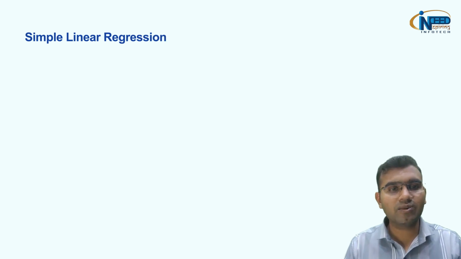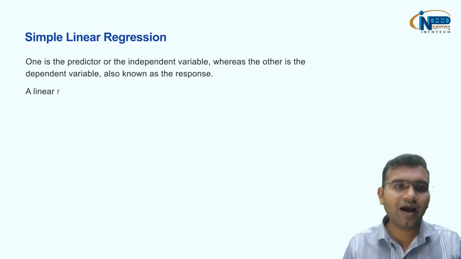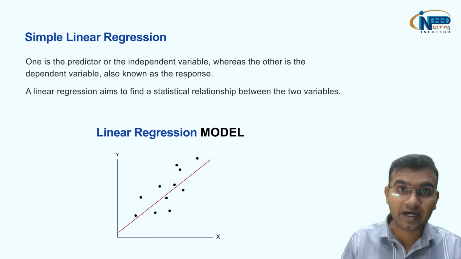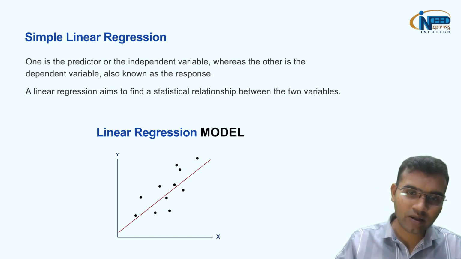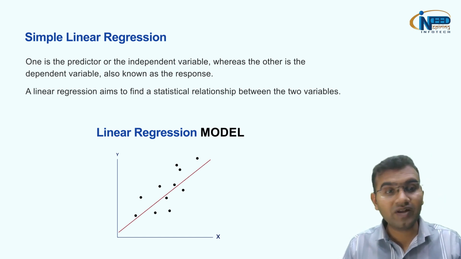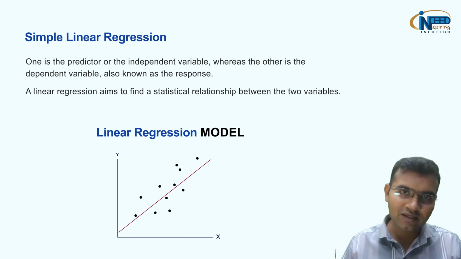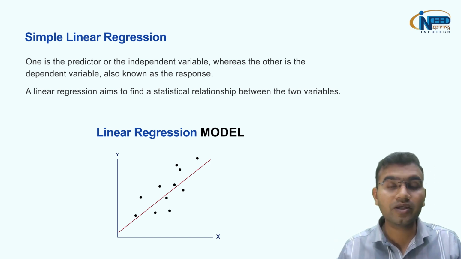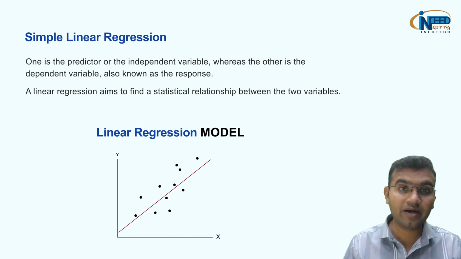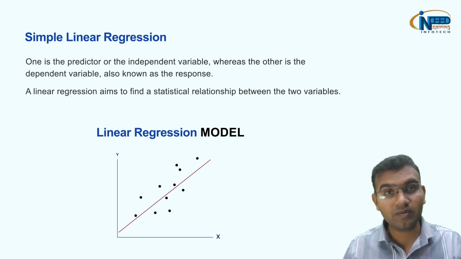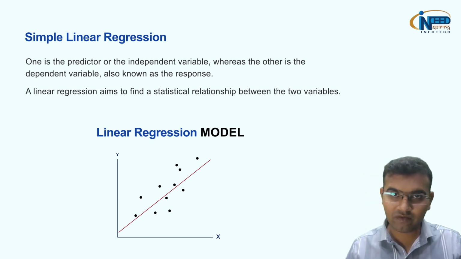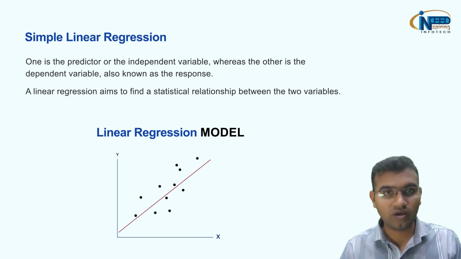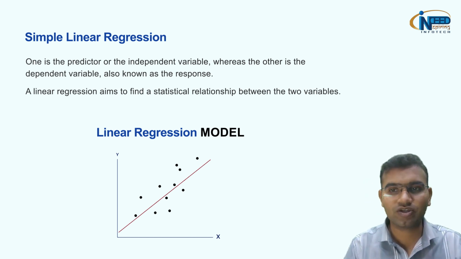Here you can see a simple linear regression, where we have one variable which is the predictor, or the independent one, and the other variable is dependent on it. When the independent variable increases, the dependent variable also increases. When the independent variable decreases, the dependent variable also decreases. The relationship can be opposite as well: the independent will increase and the dependent will decrease. Even in that case, it is simple linear regression. It shows the relationship between two variables.